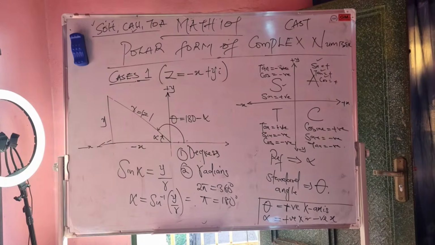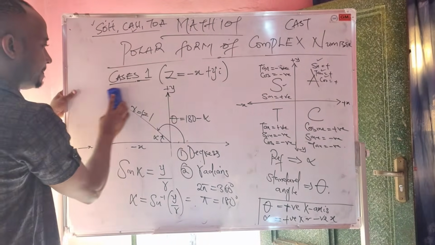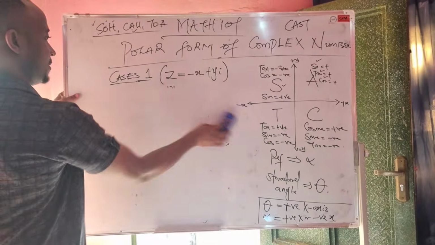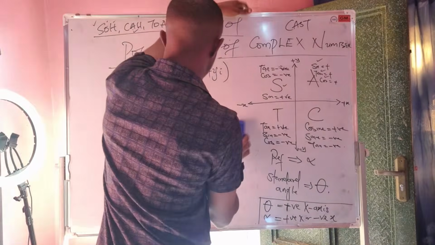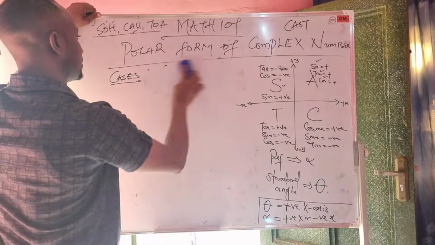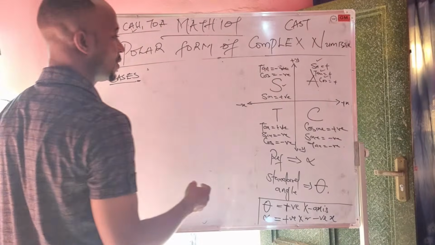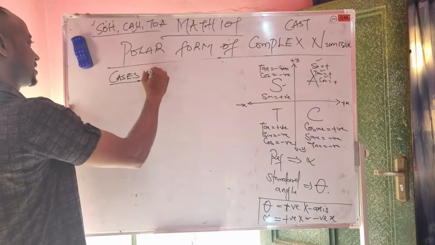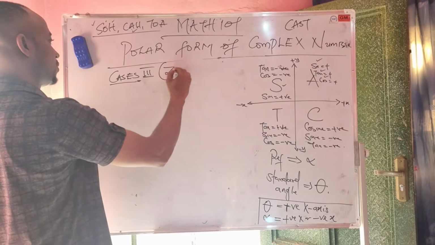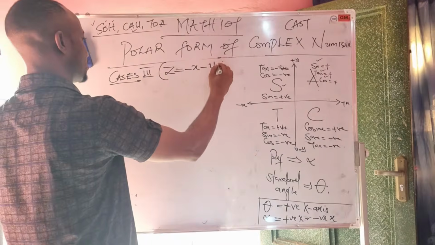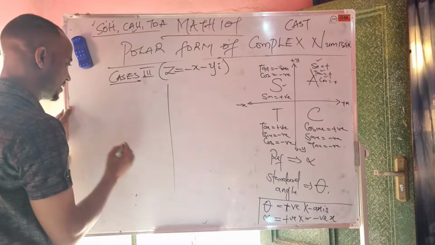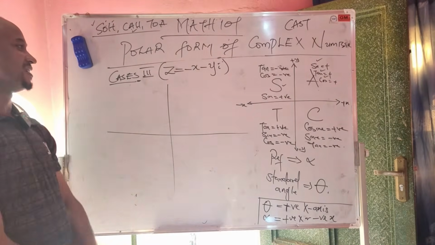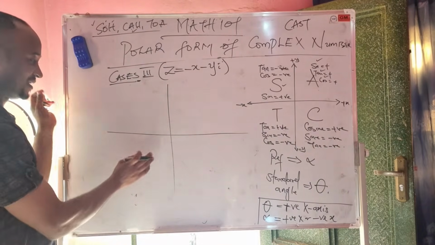All right. So let's look at this. We have seen the second case, right? Let's look at the third case. The third case will now be a case where both x and y are negative. Case 3, right? Case 3 will be z equals minus x minus yi. Let's represent this. Now look at this. If I'm to represent this, what do you think it will fall in? Where both x and y are negative, in this quadrant, right?